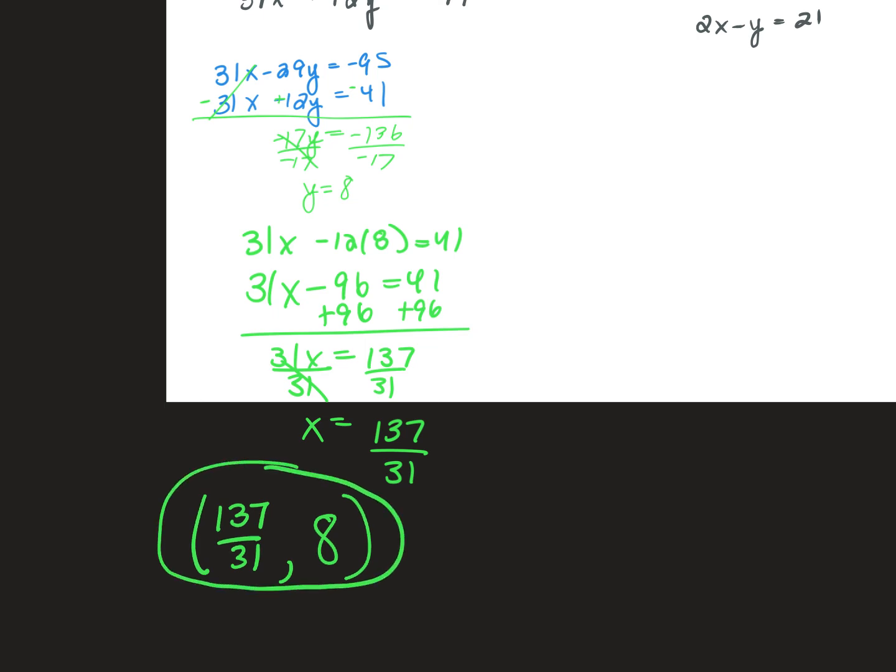Now, I understand that's not the prettiest numbers in the world, but that's okay. You will get fractions that don't simplify, stuff like that. But if you notice, 137 over 31, you can give a decimal equivalent, but it's not a terminating decimal, it's a repeating one. So you need to keep it in fraction form.